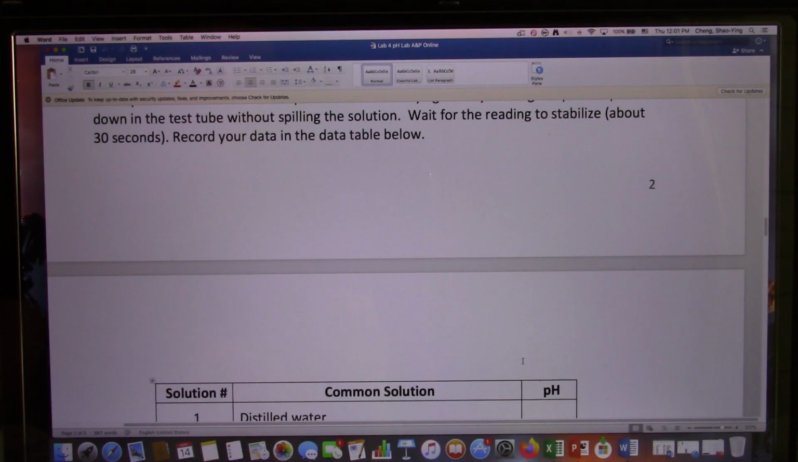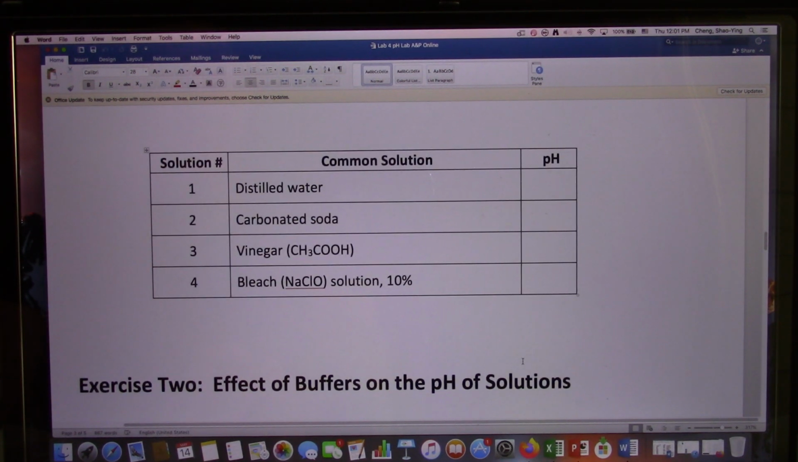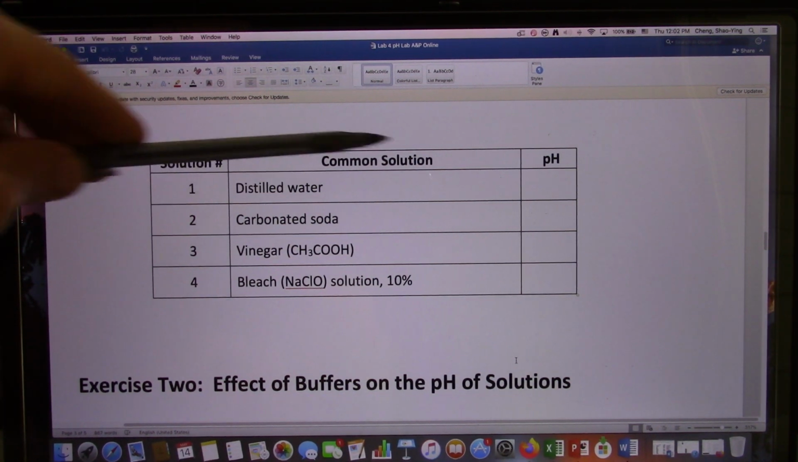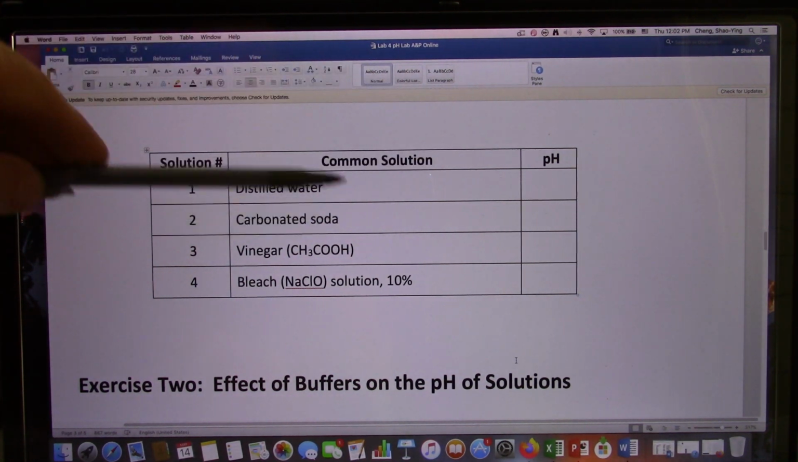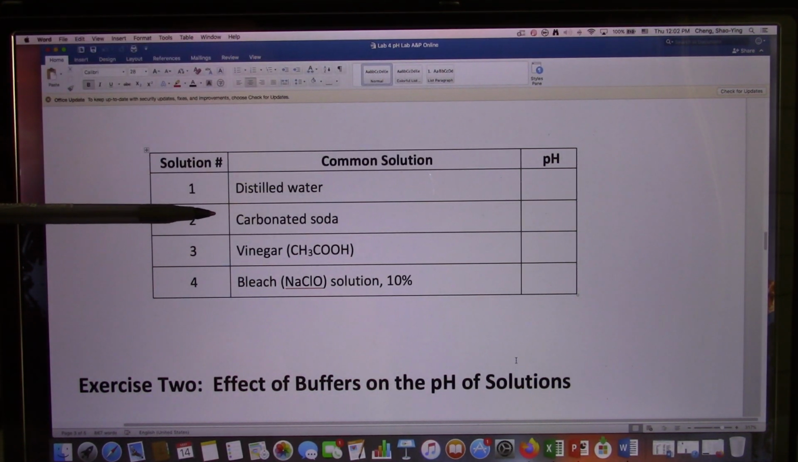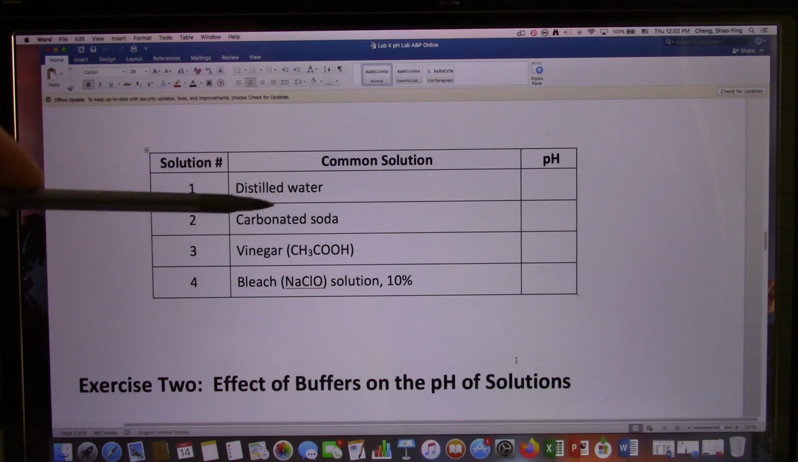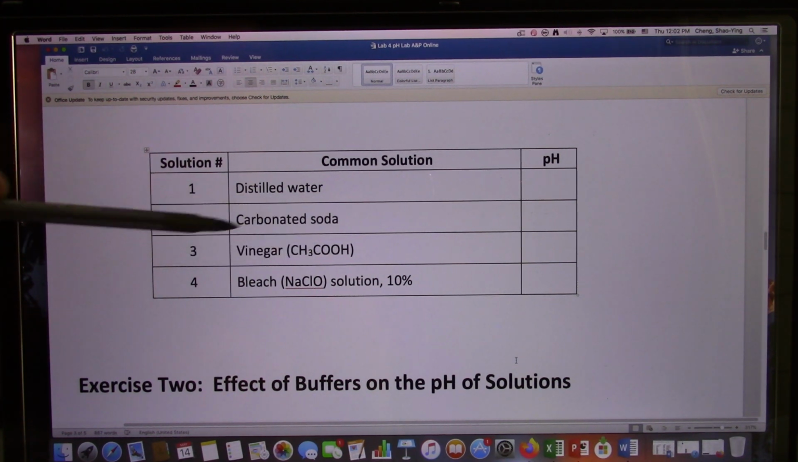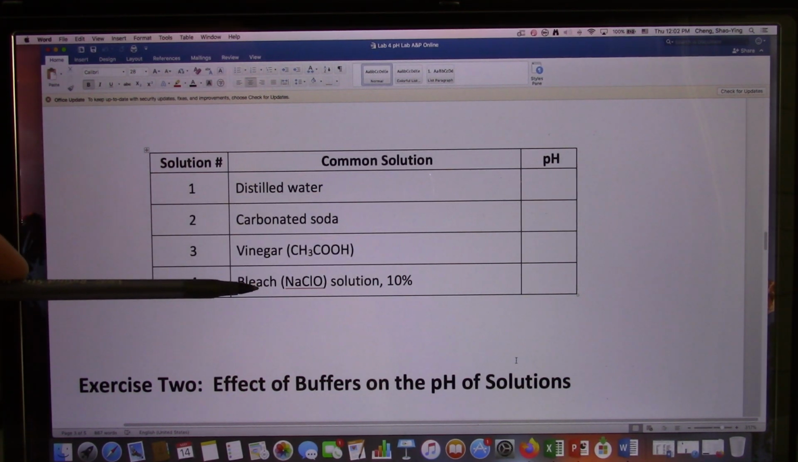We won't do the experiment, but here I put 4 solutions and ask you to guess the pH. It's pretty easy to know, right? Distilled water, even though you don't do the experiment, you know the pH should be close to 7. Carbonated soda, in the class we talk about soda, is very acidic. They're all between 2.5 and 3.3, so just say around 3. The soda is acidic. Vinegar is about 3 to 4, still acidic. And bleach, what's the pH? Bleach is basic.